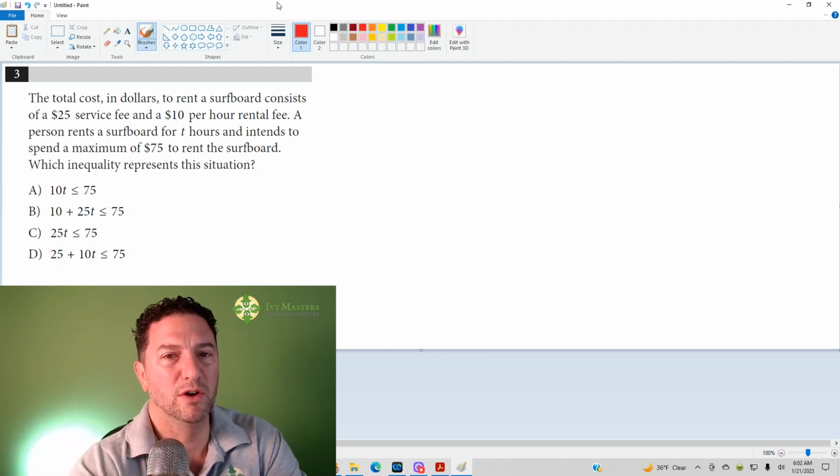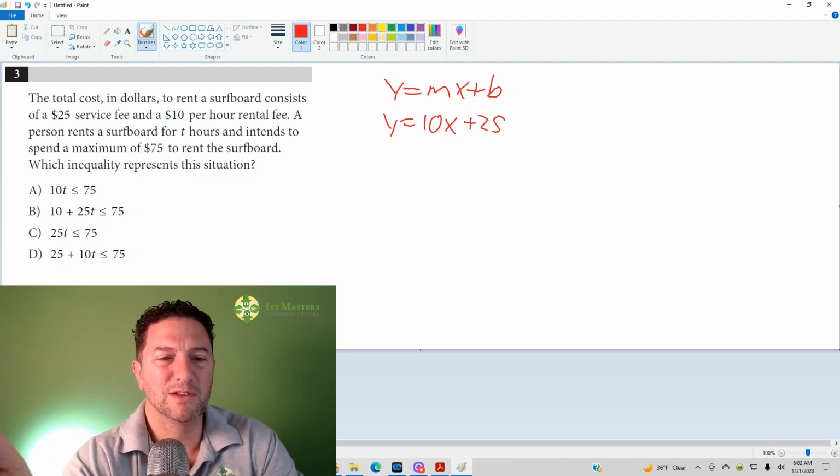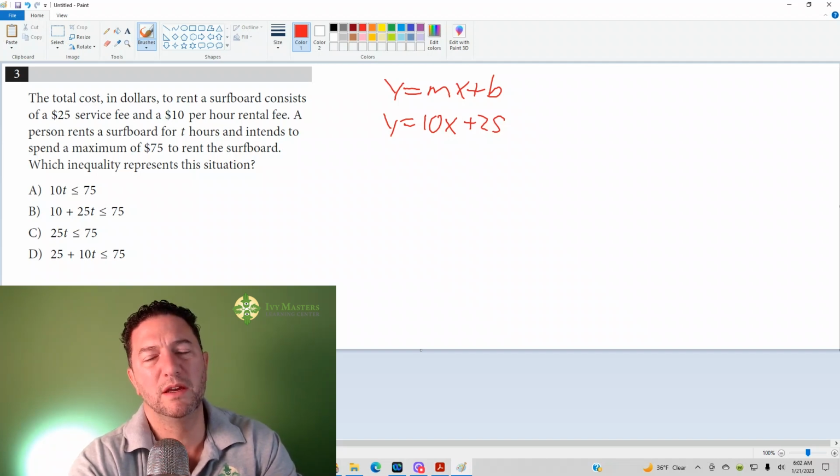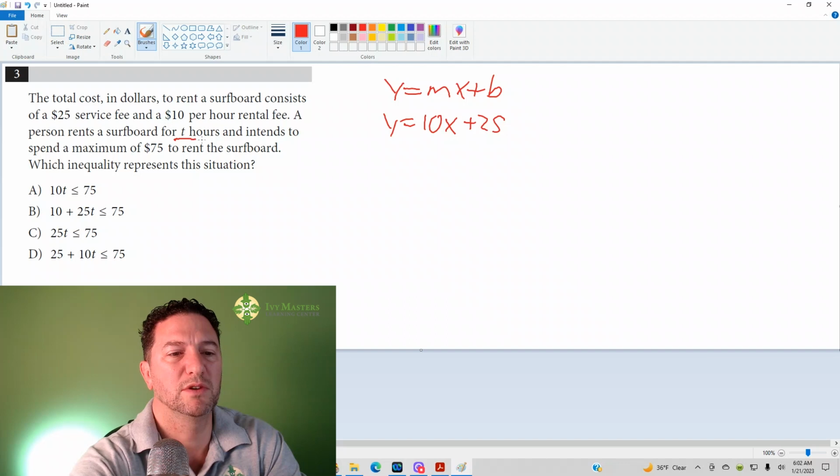So, y equals mx plus b. Your m is 10, so 10x plus b, and your b is 25. That's one thing. The other thing is the 75. What are we doing with the 75? It's saying the maximum is going to be $75. The y would typically be your total, and you'd plug in for x, which would be your number of hours. Your x is really your t here.